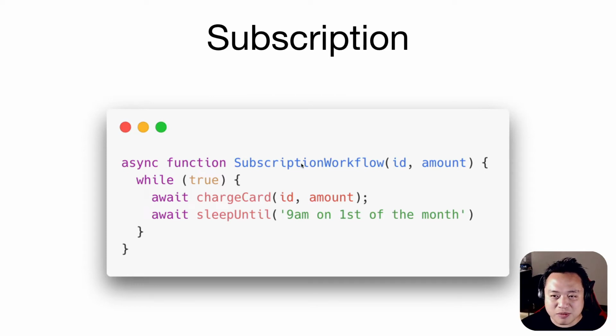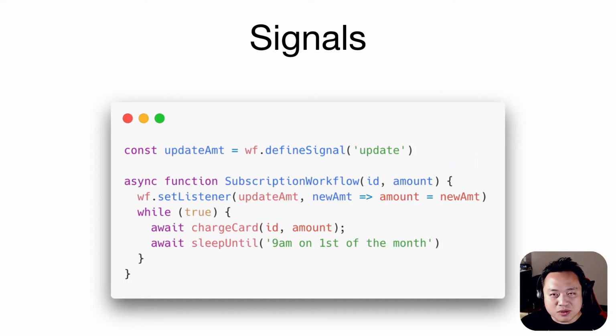So here, for example, if I want to do a subscription workflow, I can just say I can charge that card and then sleep until the next month and charge the card again, and sleep until the next month and charge the card again, until such time as I cancel the whole workflow, which I can also do externally. So I actually don't need anything else to implement a subscription model apart from just this code, which is pretty brilliant.